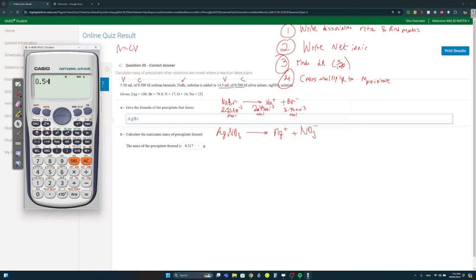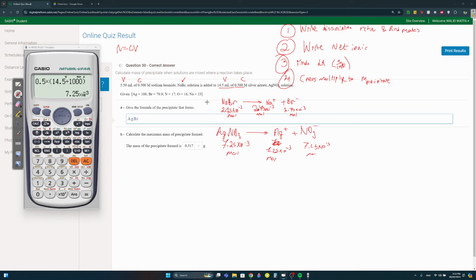The volume is 14.5 milliliters, but like I said, we have to change it to dm cube or liter by dividing by 1,000. You're going to get 7.25 times 10 to the power of negative 3 mole, since it has the same coefficient, right? Okay, same coefficient, same moles. Okay, now we found the moles.